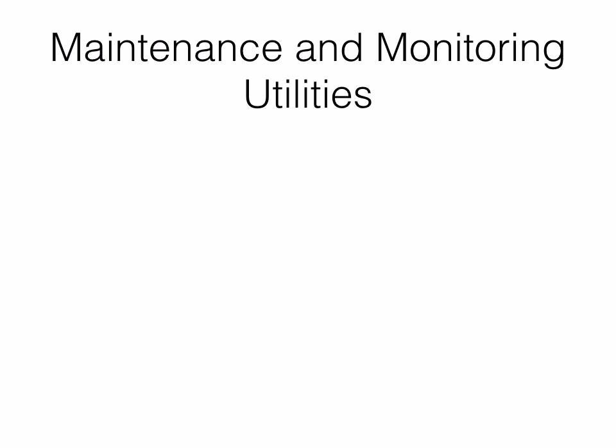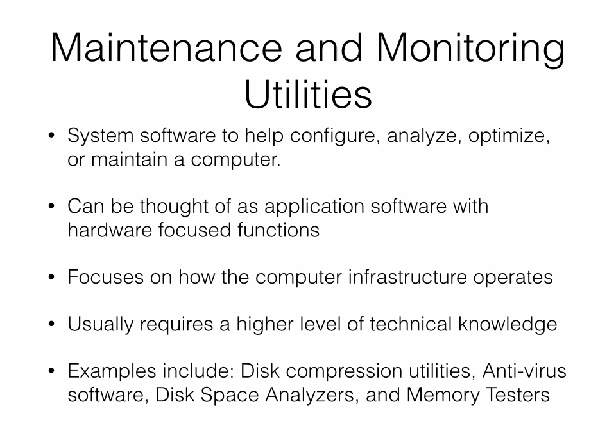So now let's go and talk about maintenance and monitoring utilities. System software is basically there to help configure, analyze, optimize, or maintain a computer. This is what maintenance and monitoring utilities are in general there to do. It can be thought of as an application software with hardware-focused functions. Because, for example, I have a disk utility in the utilities folder on my Mac.